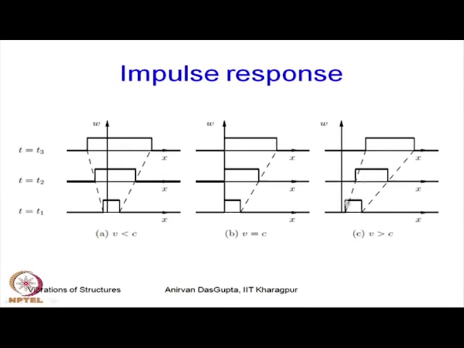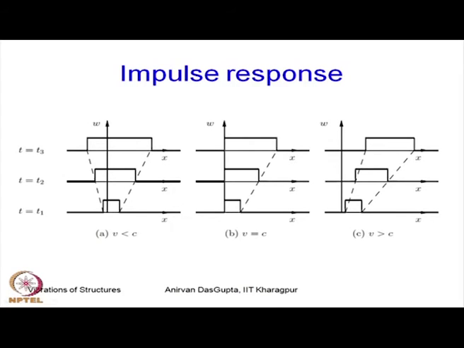Now, if v is greater than c, then the whole disturbance is convected to the positive side. So, this front is also convected in the positive x axis direction.